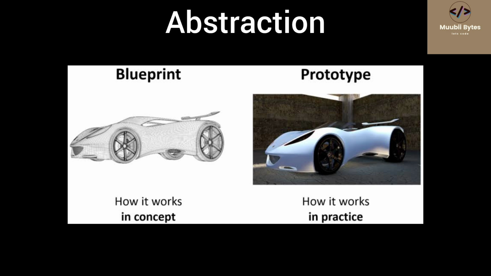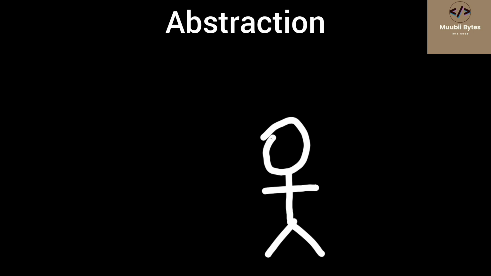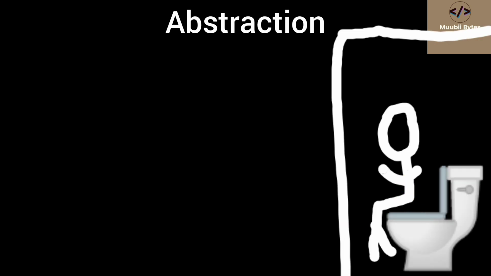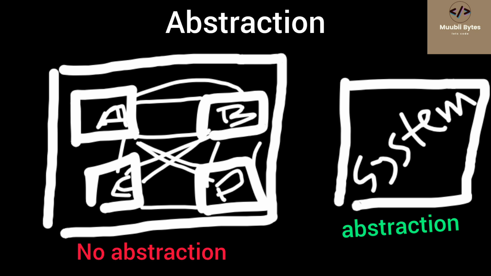For example, you are a human being, so you don't care about when you eat food, your food will go through your esophagus, go to your stomach, do this, do that, and then move into your large intestine and small intestine. You don't care. What you care about is that when you eat food, later on you will pass it out. So that's what we call abstraction. Just simplifying complex stuff into a simple, smaller thing.